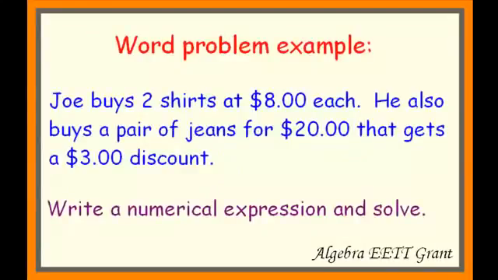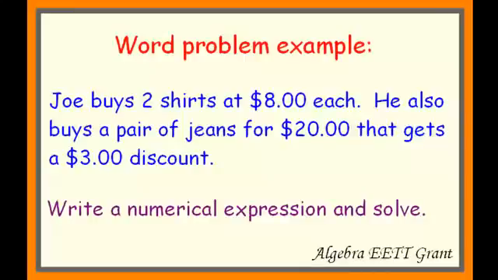Now let's solve a word problem that uses the skills that we've practiced with these expressions and the order of operations. It says Joe buys 2 shirts at $8 each. He also buys a pair of jeans for $20 that gets a $3 discount. Write a numerical expression and solve.